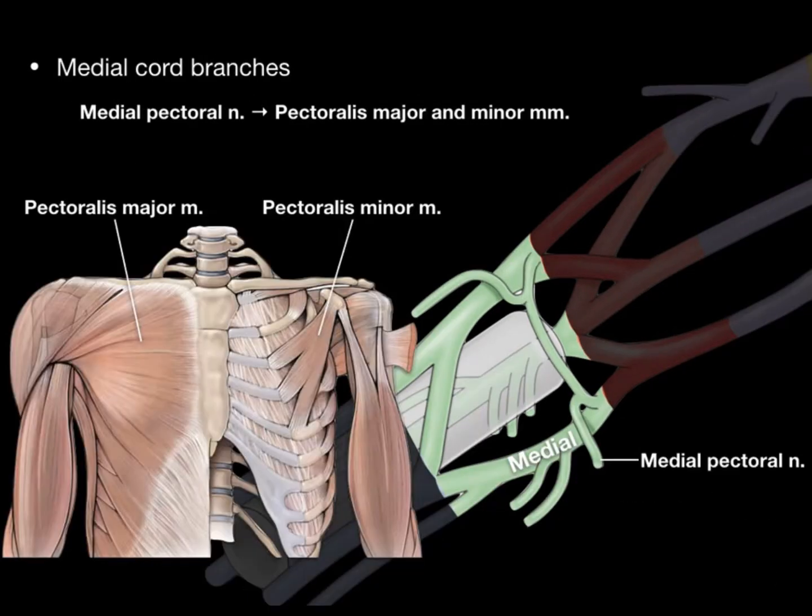The medial cord branch is the medial pectoral nerve, which emerges from the clavipectoral triangle and innervates the pectoralis major muscle and pectoralis minor muscle.